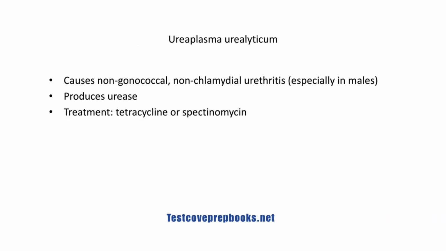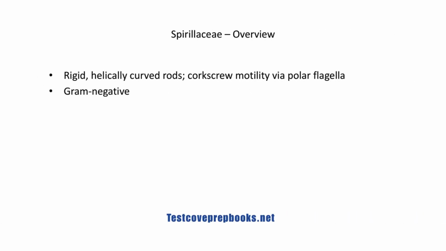Ureaplasma urealyticum is another species that causes non-gonococcal, non-chlamydial urethritis, especially in males. It is notable for producing urease. Treatment options include tetracycline or spectinomycin. Finally, let's discuss the Spirillaceae family. These are rigid, helically curved rods that move with a corkscrew-like motility due to polar flagella.